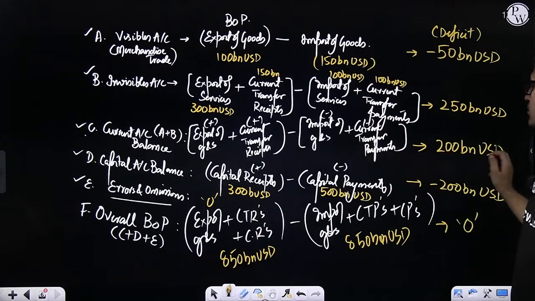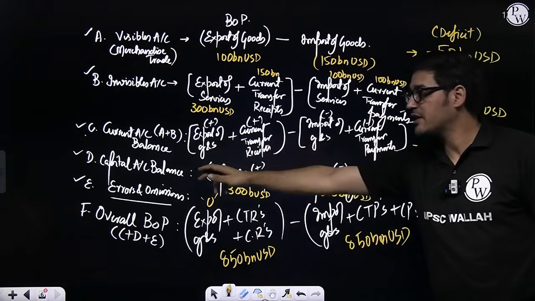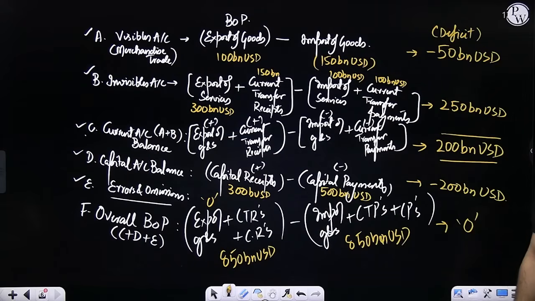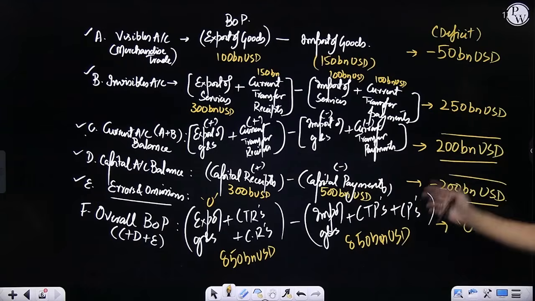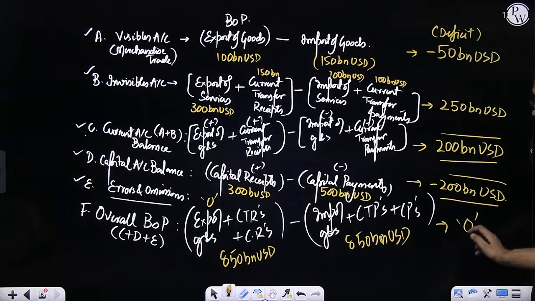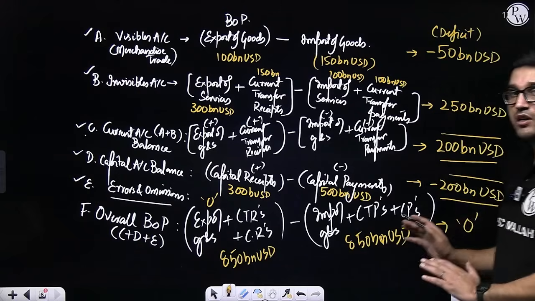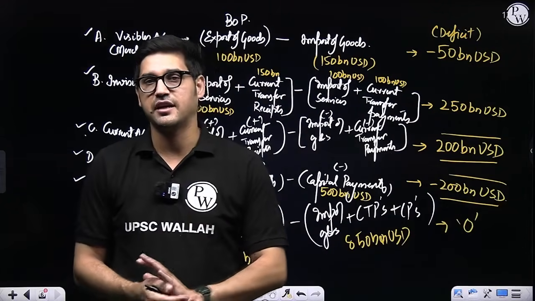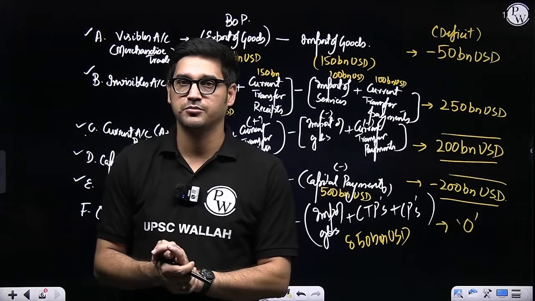You can also do this way. You can say this is C plus D plus E. That means current account, we have a surplus of $200 billion. Capital account, we have a deficit of $200 billion. That means this plus this is going to be zero, and errors and omissions were zero. This would mean we have an equilibrium on the overall balance of payments. It is as simple as it gets, nothing more than this.